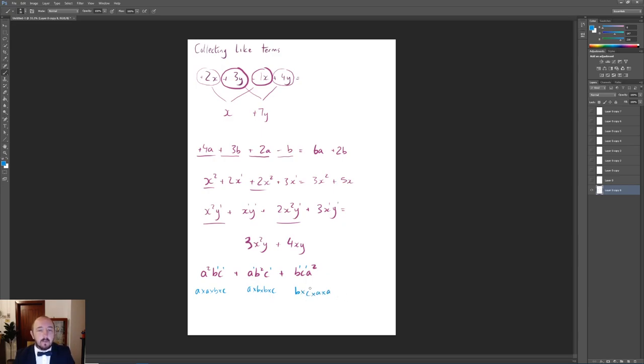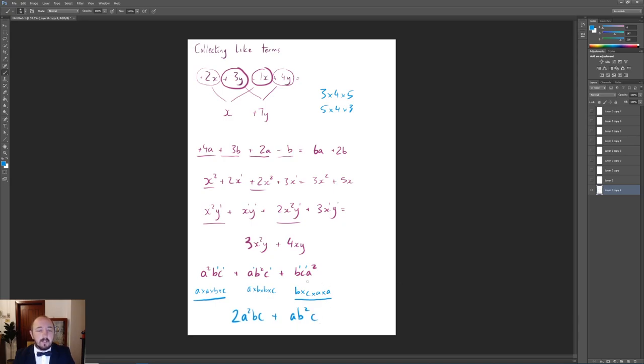And you'll notice that when you multiply numbers together, like 3 times 4 times 5 is the same as 5 times 4 times 3, or any other combination that you want to use of those three numbers. So this one here, a squared times b times c, and this one here, b times c times a squared, they're the exact same thing. So we actually have 2a squared bc plus ab squared c, like that.